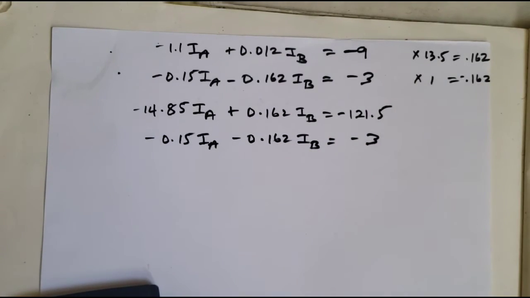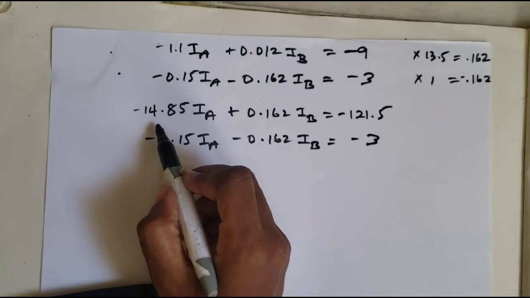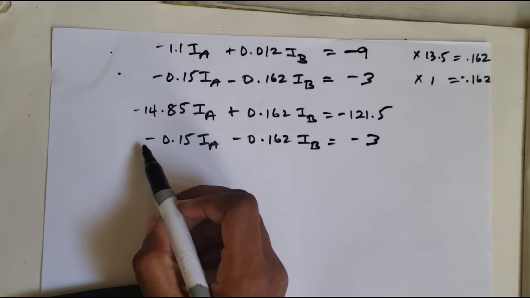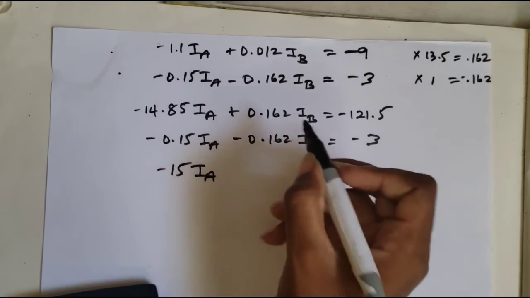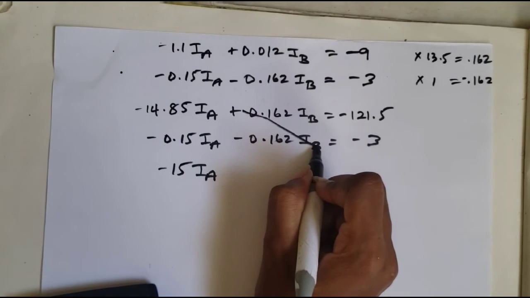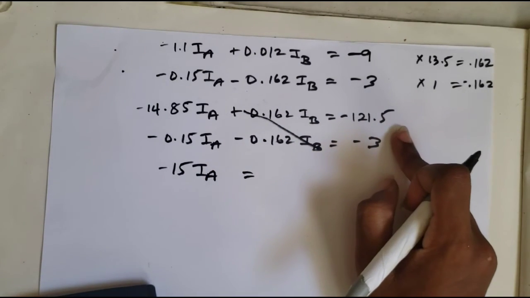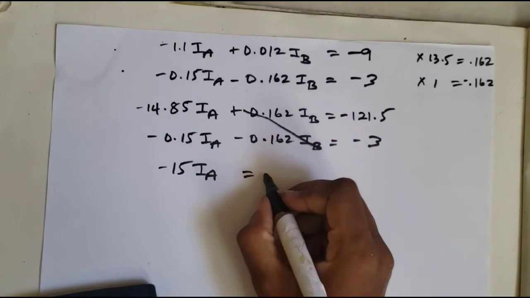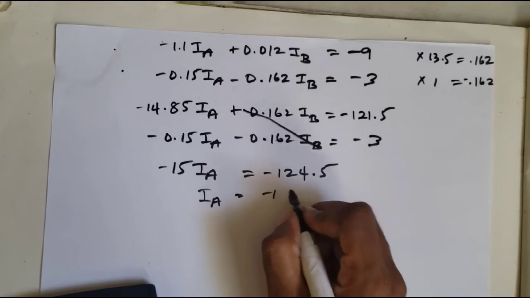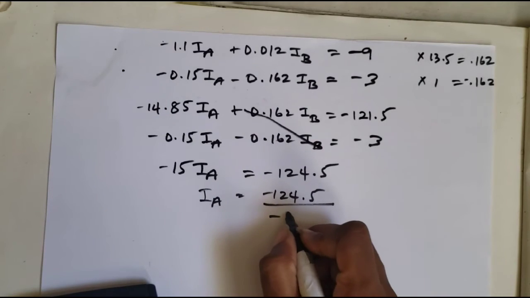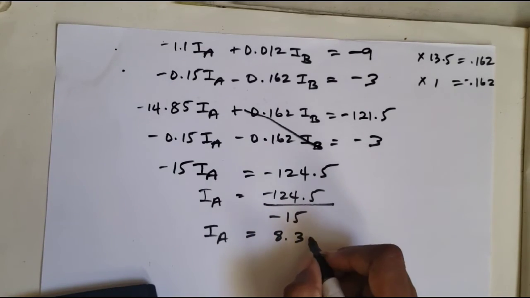Great, so now we can solve simultaneously. So we're going to add the equations. So negative 14.85 plus negative 0.15 is going to give us a negative 15 IA. This is going to give 0, so we can just cross that out really. And then this is going to be negative 121.5 minus 3 is going to give negative 124.5. Hence, IA is going to be negative 124.5 divided by negative 15, which is going to be 8.3 amps.